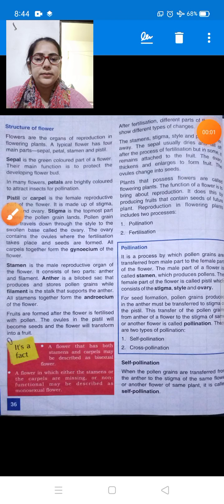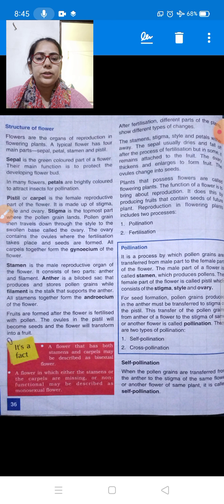Good morning, children. In the previous class, we studied the structure of a flower, right? And we also saw that the flower is the reproductive organ of the plant. The flower is the reproductive structure. With the help of the flower, reproduction takes place in plants.